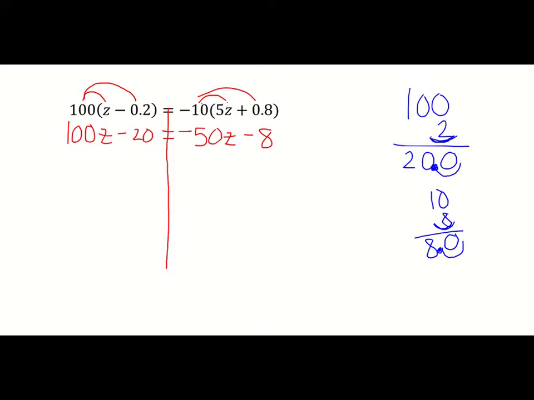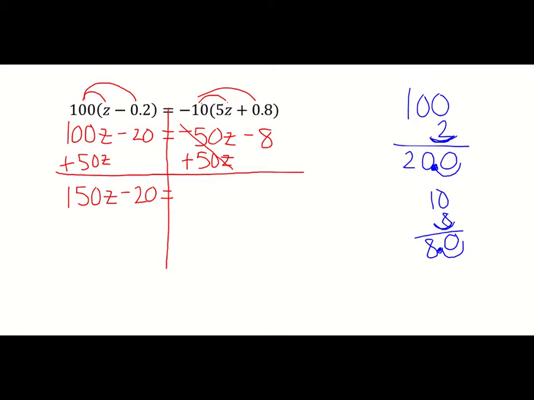So after we distribute, now we want to get the variables on the same side. So we're going to add 50z to both sides of the equation. I'm choosing to add 50z because I had a positive 100 and a negative 50. And remember, I like to move the smaller of the two. So on the left, 100 plus 50 would be 150z. Bring down minus 20. On the right, the 50z's cancel and we have a negative 8. Please don't forget about the negative.